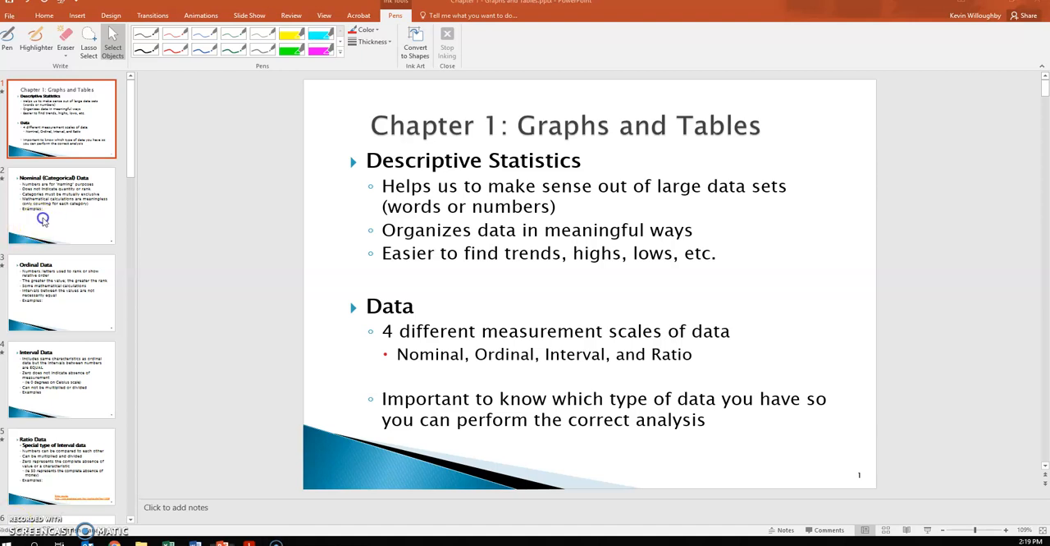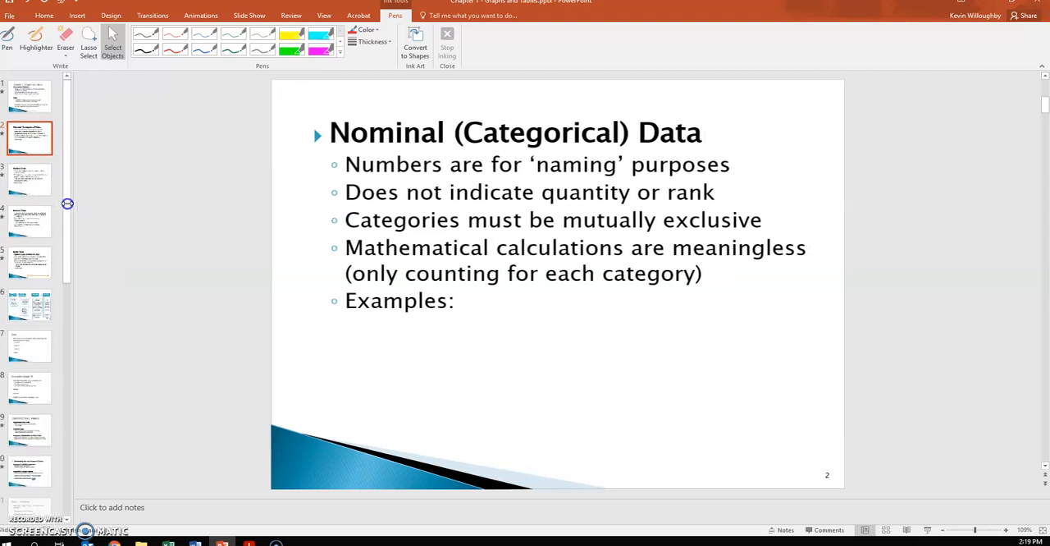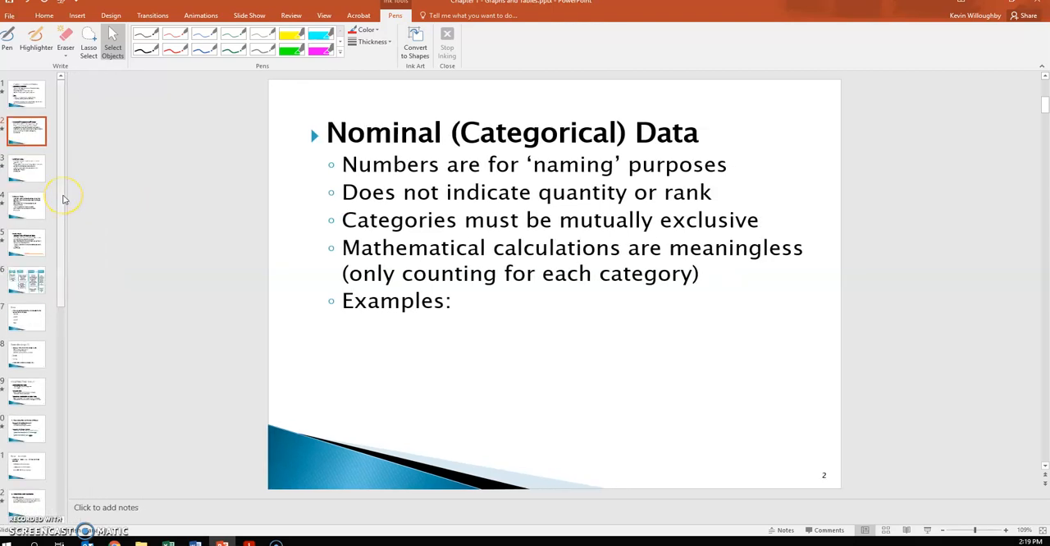So nominal data, another name for nominal data is categorical data. Numbers there are just for naming purposes. Mathematical calculations are meaningless, only counting of each category. Categories are mutually exclusive. That's an important term. We'll come back to that in Chapter 3 as well.